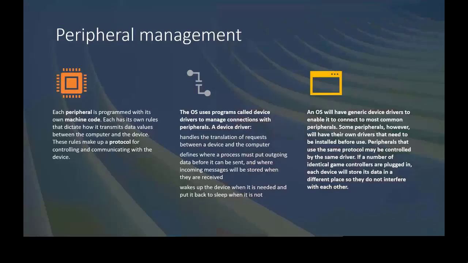Peripheral management. Each peripheral is programmed with its own machine code. Each has its own rules that dictate how it transmits data values between the computer and the device. These rules make up a protocol for controlling and communicating with the device. The OS uses programs called device drivers to manage connections with peripherals.